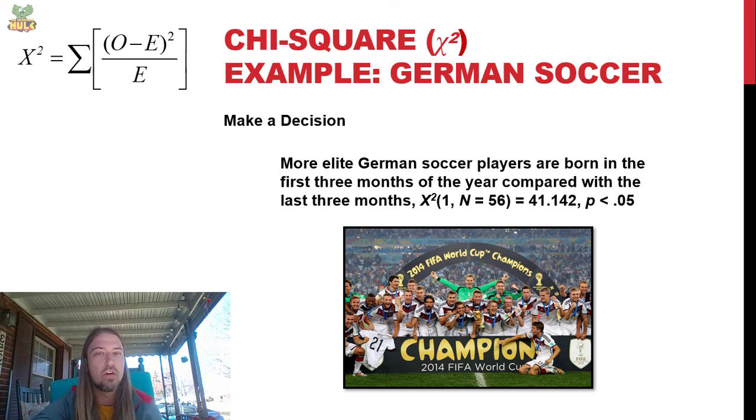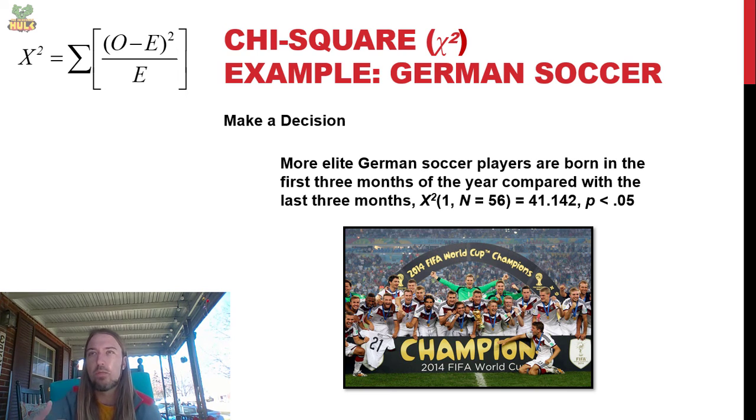We can conclude that there are more elite German soccer players born in the first 3 months of the year compared with the last 3 months of the year. We report that in APA style, as always, with a chi-square value. Chi-square is reported a little differently, so in the parentheses, you first need to put your chi-square degrees of freedom, then a comma, then a capital N equal to the total sample size, the total number of observed individuals, right? So that was 56. Then equal to your chi-square value, which we found to be a 41.14 or 142. And because that exceeds our critical value, we have a p less than 0.05.